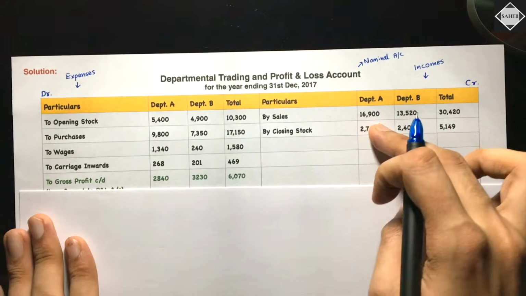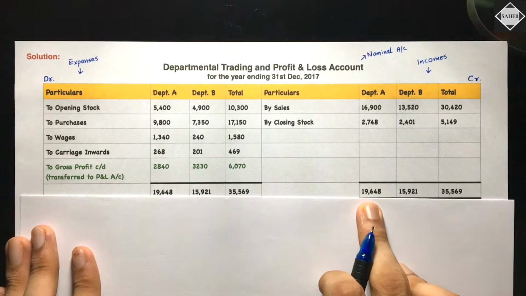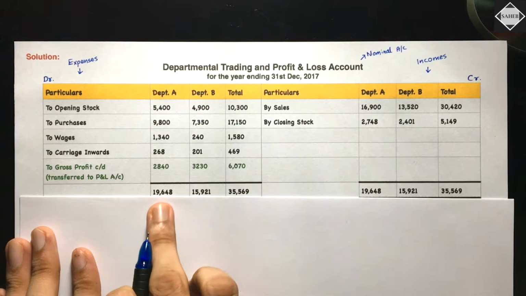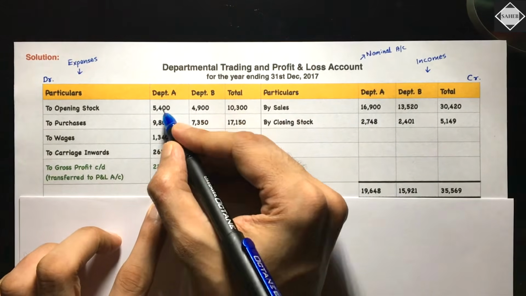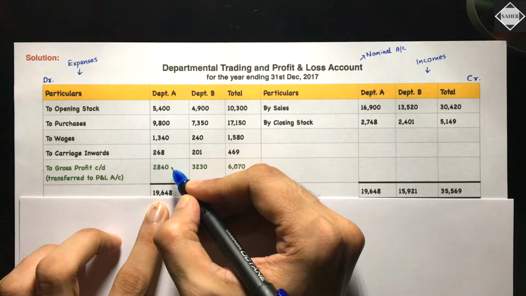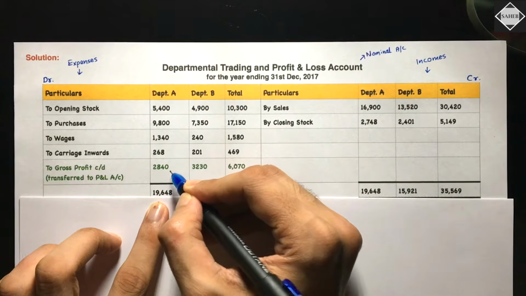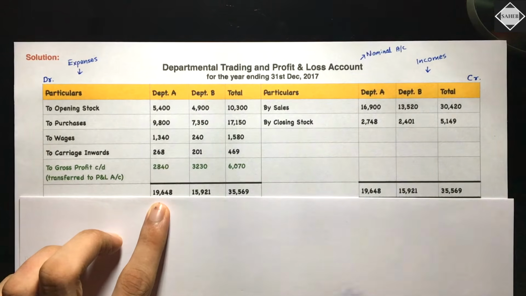So 16,900 plus 2,748 is equal to 19,648. Write this on both sides. 19,648 minus 5,400 minus 9,800 minus 1,340 minus 268, that is equal to the gross profit, that is 2,840. Is that clear? This is what you have to do.